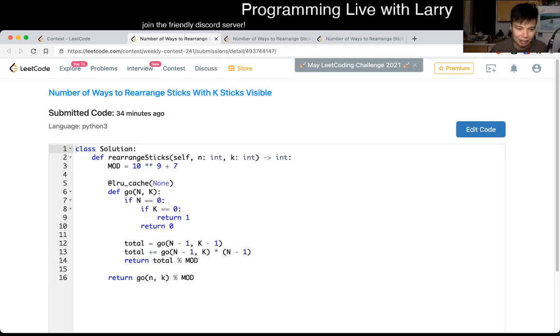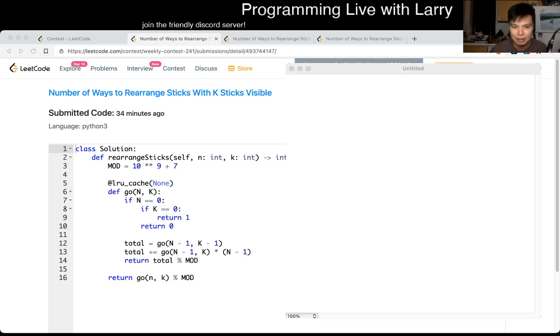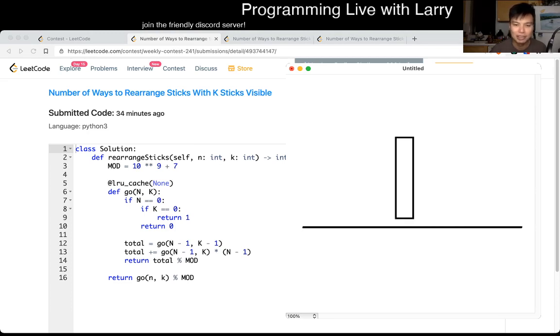Let me do a little bit better and bring up my trusty paintbrush. But the idea here is that, okay, so now you have all these blocks, you have a ground, and now you're trying to put a block, right? For the first block, you could put it anywhere.